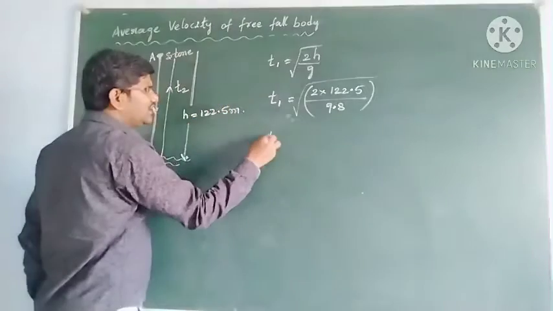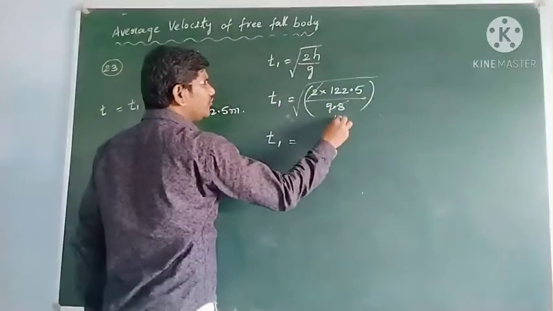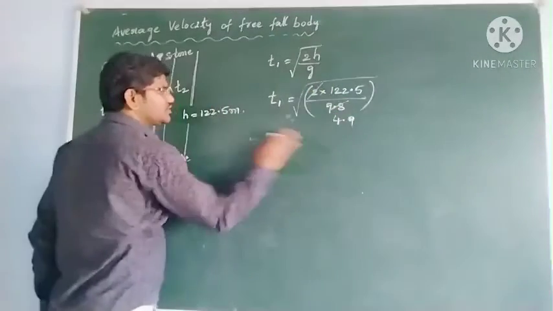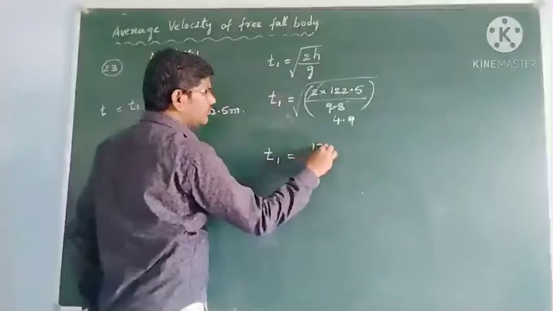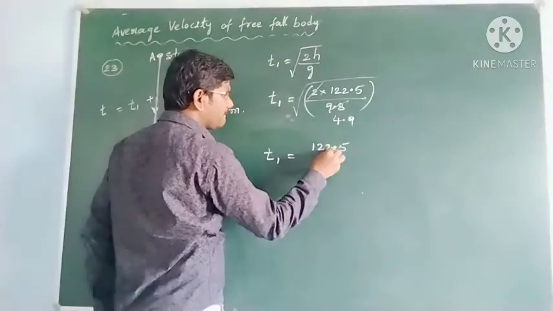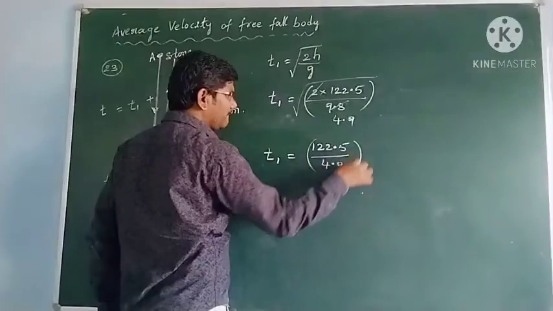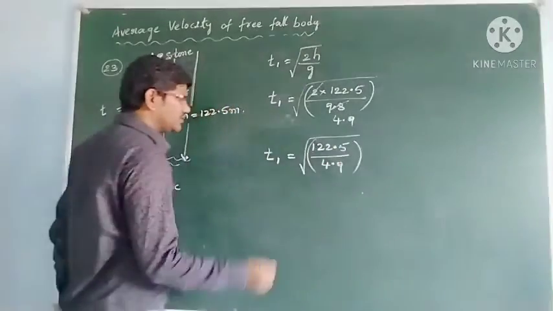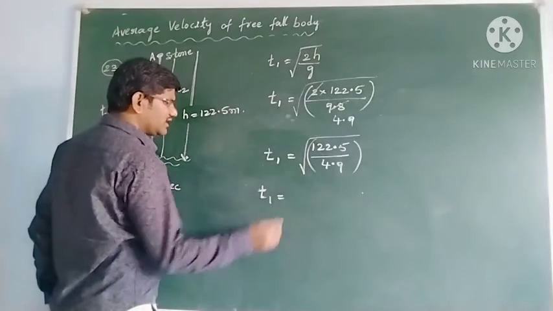Okay, then we will get t1. t1 is equal to, if you cut with 2, 4.9. So then we will get t1. t1 is equal to 122.5 by 4.9, under root. Then we will get the value of t1.